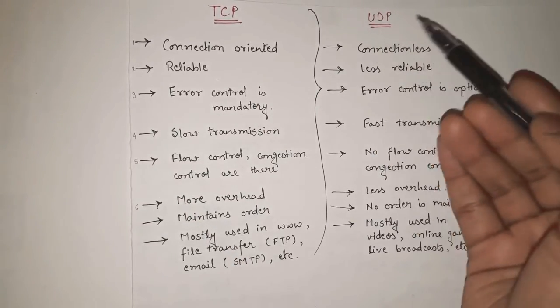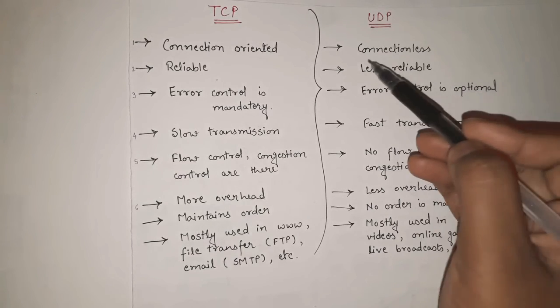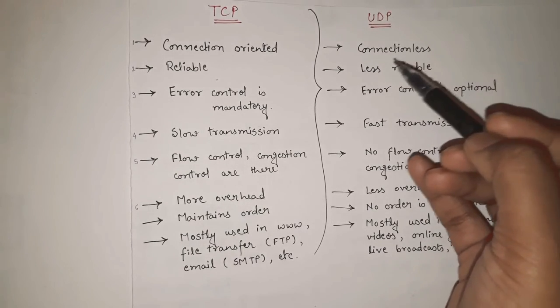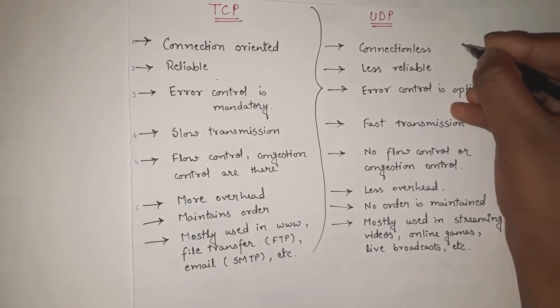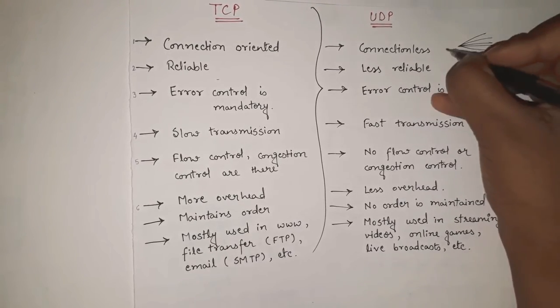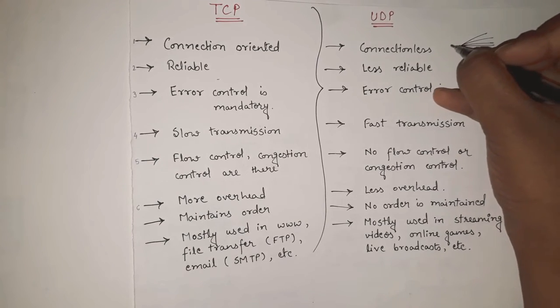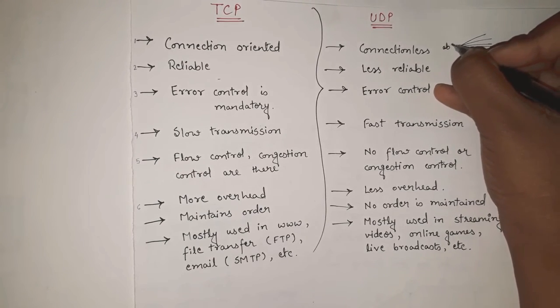But in UDP, we cannot assure the same, because in UDP, we have seen that it is connectionless. Now, as it is connectionless, what will happen? The data may transfer through different networks. Let me take a rough example. You have sent A, B, C, D, E.